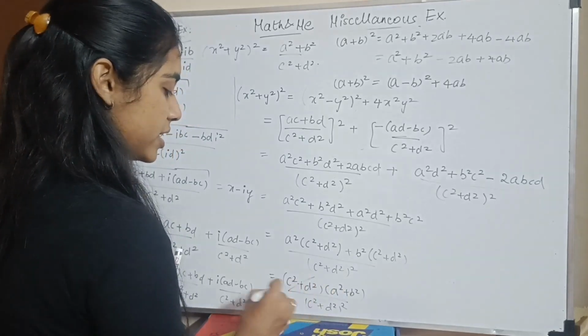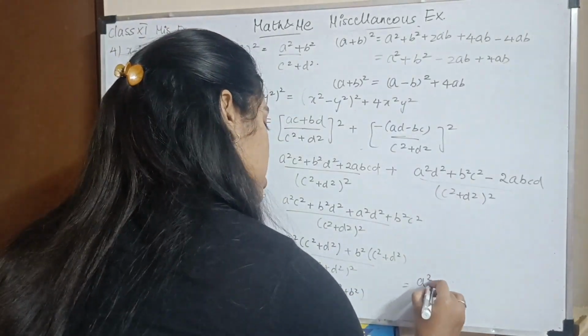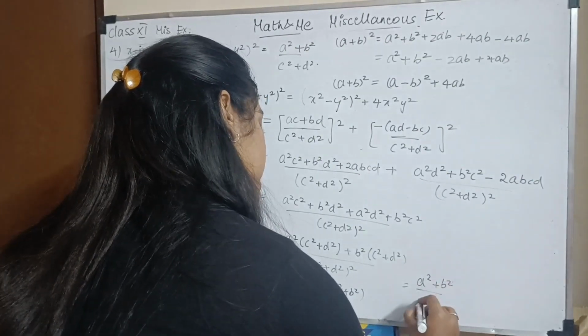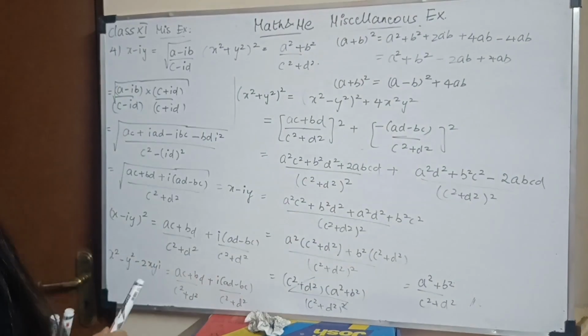So now this C square plus D square goes off, one term goes off. So I'll be left with A square plus B square divided by C square plus D square. Hence proved. Okay. So basically what did I do?